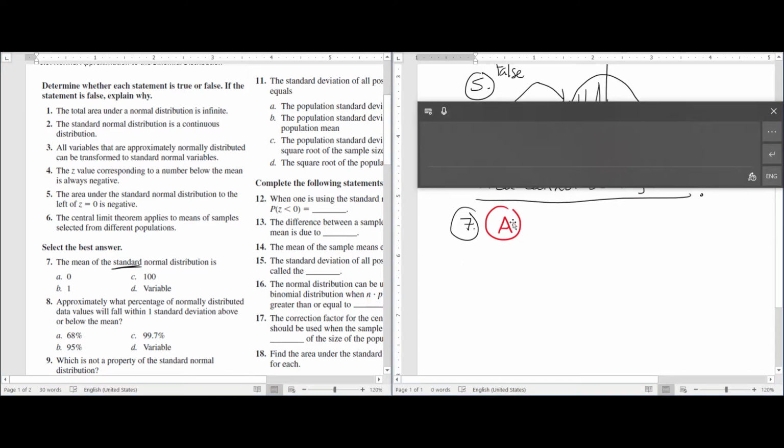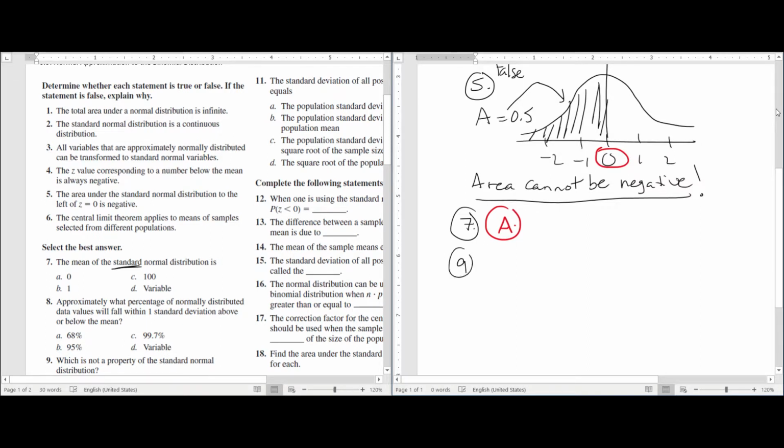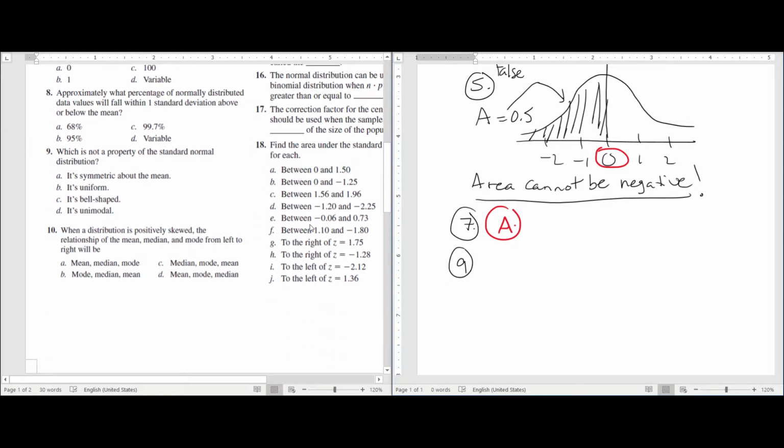All right, so now let's look at number 9. So which is not a property of the standard normal distribution? It's symmetric about the mean, it's uniform, it's bell-shaped, it's unimodal. So the standard normal distribution is, if we look at number 5 here, it's symmetric. You can tell that it's symmetric. It's not uniform. Remember, uniform means that it has the same shape throughout.